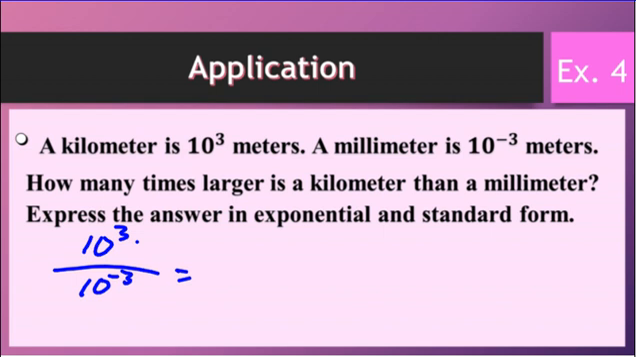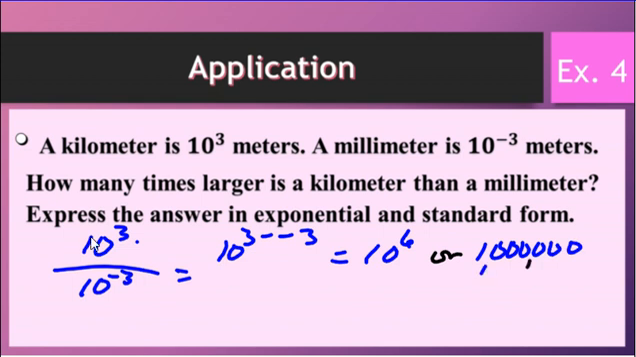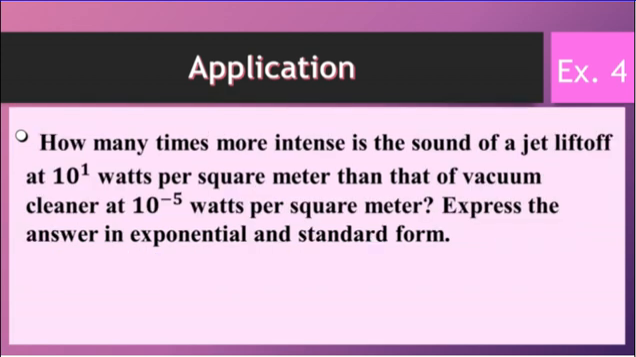So when I simplify this, divide like bases, I have 3 minus a negative 3, which would give us 10 to the 6th or to simplify that, it would be 1 million times larger, or 10 to the 6th times larger. And the last question, how many times more intense is the sound of a jet liftoff at 10 to the 1st watts per square meter than that of a vacuum cleaner at 10 to the negative 5th watts per square meter? Express the answer in exponential and standard form.